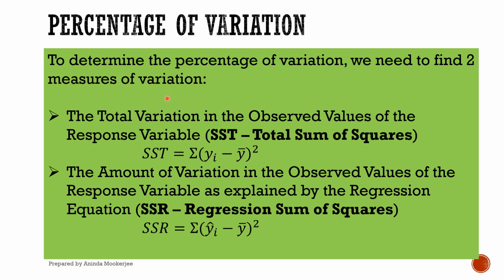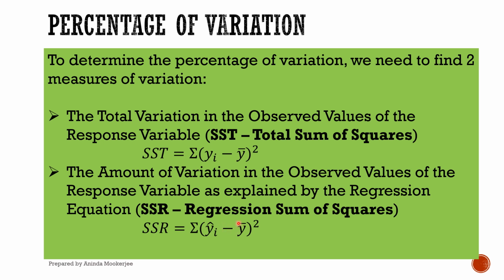Now we just talked about the percentage of variation and we called it the coefficient of determination. But how do we calculate the percentage of variation? In order to calculate that, we will need two quantities. One is the SSR and the other one is the SST. The SST is the total variation in the observed values of the response variable, and therefore this is the formula. We already talked about it, so I'm going to skip through it now. But we need the SST, which is the total sum of squares, and we also need the SSR, which is the regression sum of squares.